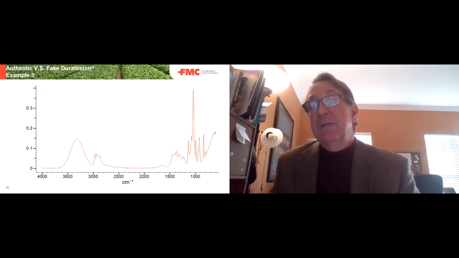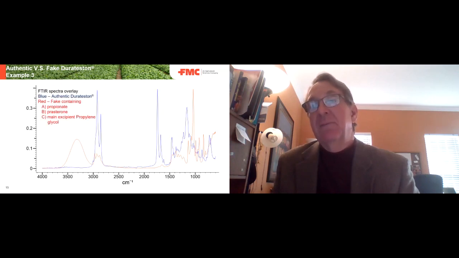Just the last one, to give you another quick example. This is another one of the fakes that they found. We overlay it with the authentic material, clearly not the same. And in this case, they did find 2 of the testosterone esters in there, and polyethylene glycol. So again, this is how easy it is to do this analysis.